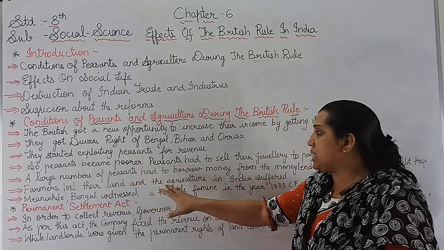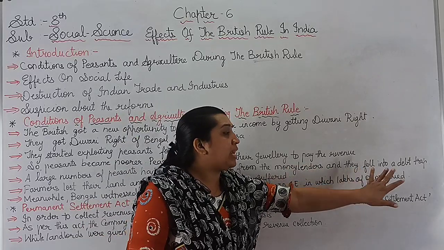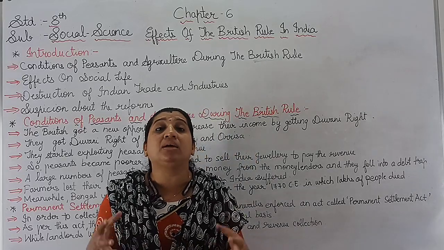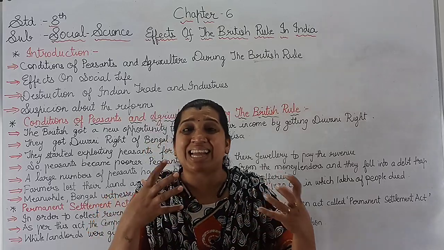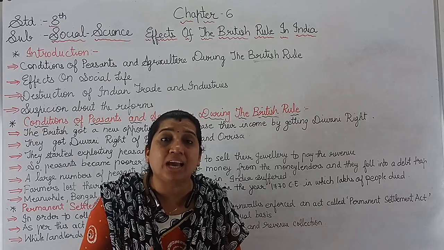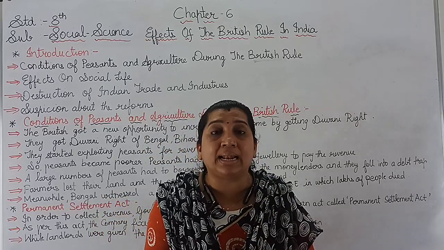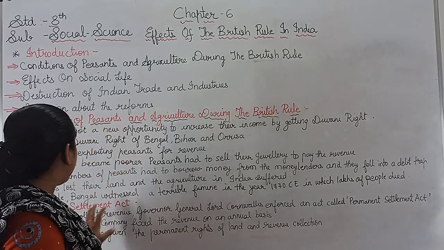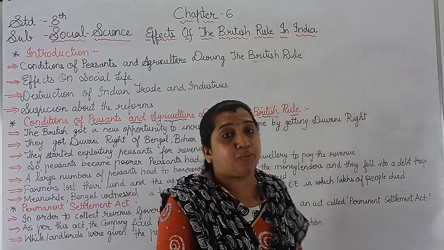A large number of peasants had to borrow money from moneylenders and fell into a debt trap. Slowly and gradually, if they were not able to pay the Diwani right taxes to the British East India Company, they started selling their jewellery. If that was not enough, they borrowed money from moneylenders by mortgaging their land and house. So farmers lost their land and agriculture in India suffered a lot.